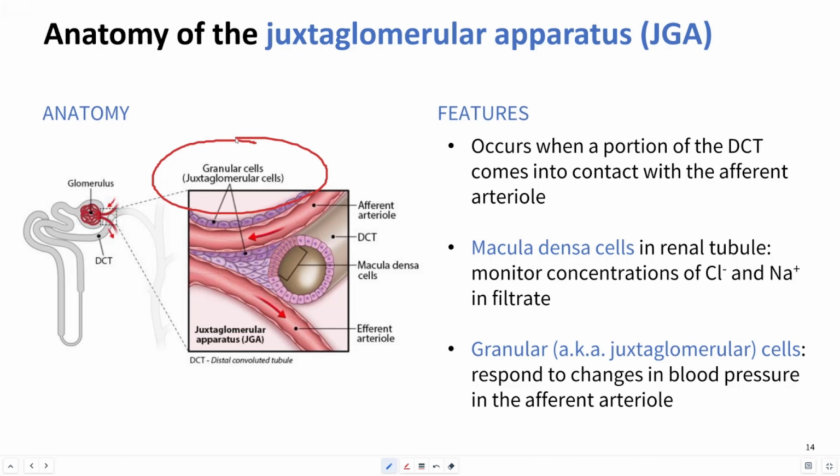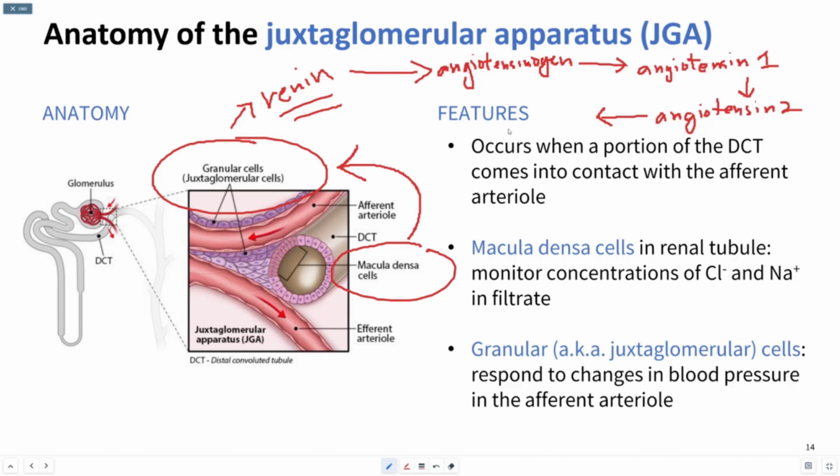Then we also have a group of epithelial cells inside the walls of the DCT that come in contact with these juxtaglomerular granular cells of the afferent arteriole. These are called the macula densa. The macula densa cells can detect changes in sodium concentration within the lumen of the DCT and signal the granular cells to release renin. So these guys monitor the sodium concentration, and they can stimulate the juxtaglomerular cells to then release renin. Renin is then used to activate a pathway to eventually cause the release of aldosterone, which will help increase water uptake and increase sodium uptake.